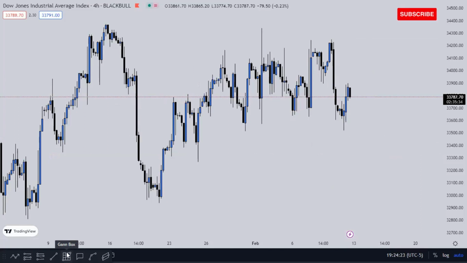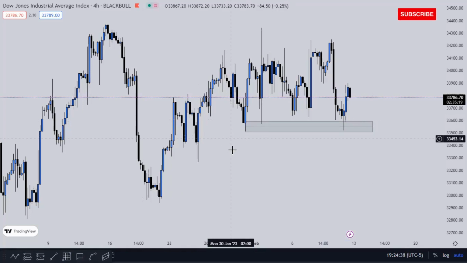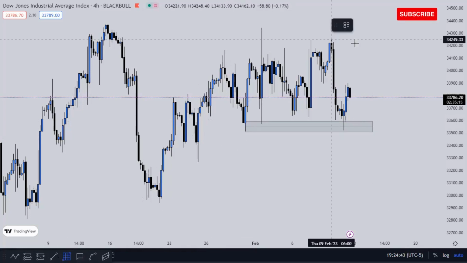So what I can see here is I can identify this market. I can say this market right here is kind of rejecting from this area. The reason why I say this area, I'll come to that in a minute. Then I can also identify this area here as resistance.